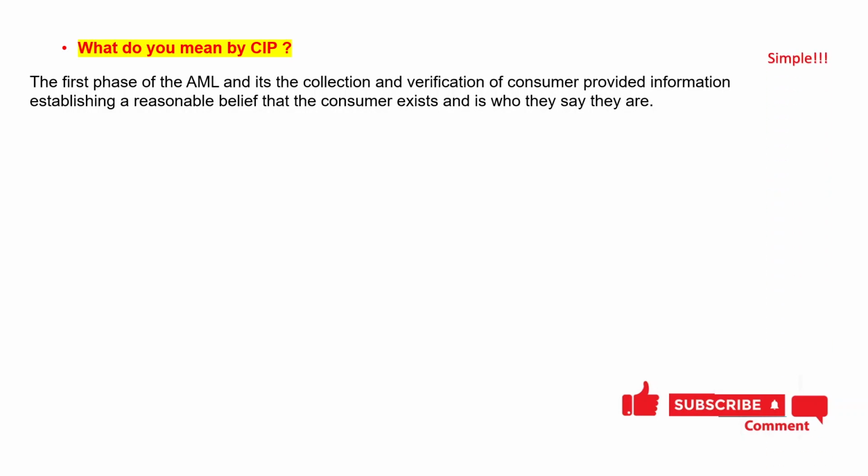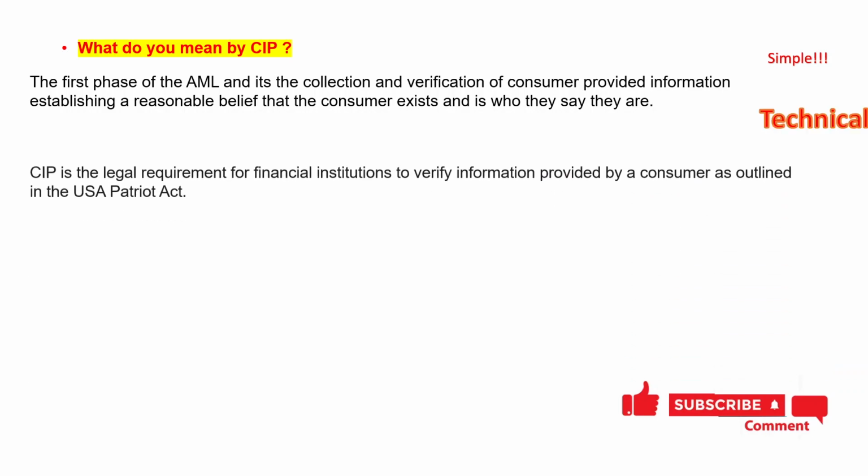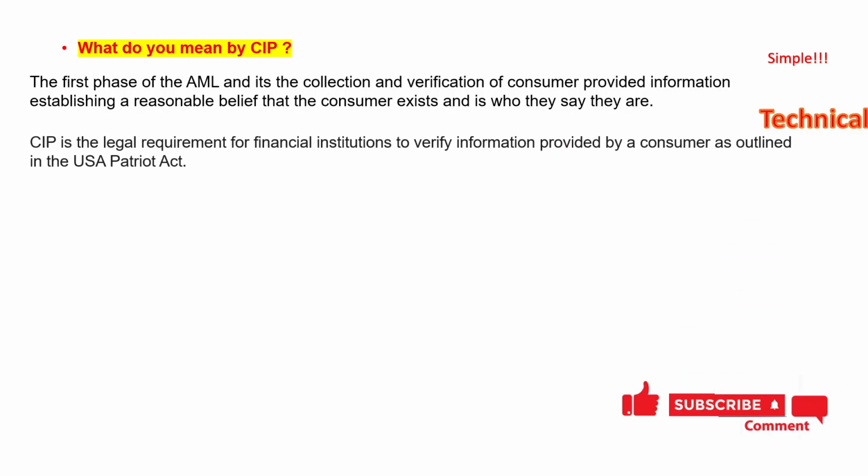Now that was the simple definition, but if we come to the technical side, CIP is the legal requirement for a financial institution to verify information provided by a consumer, as outlined in the US Patriot Act. So CIP is a legal requirement in the US because in India also we have a basic criteria of account opening, but CIP, this technical term, is used in US compliance directly. So it is being used because of the US Patriot Act.